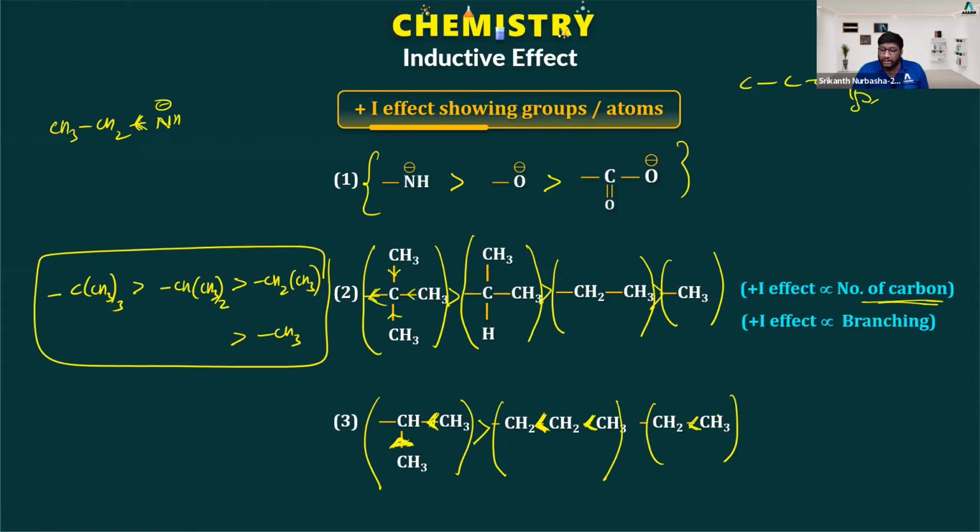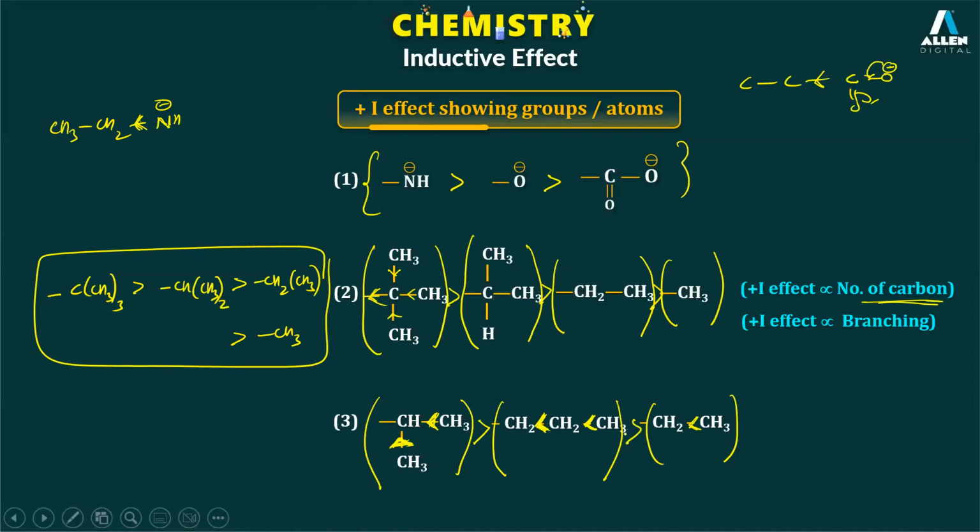And only one methyl means that will be less when compared to the ethyl group. Is that clear? Yes, sir. These are simple, very basic concepts. The more the number of alkyl groups, the more is the electron donation tendency.